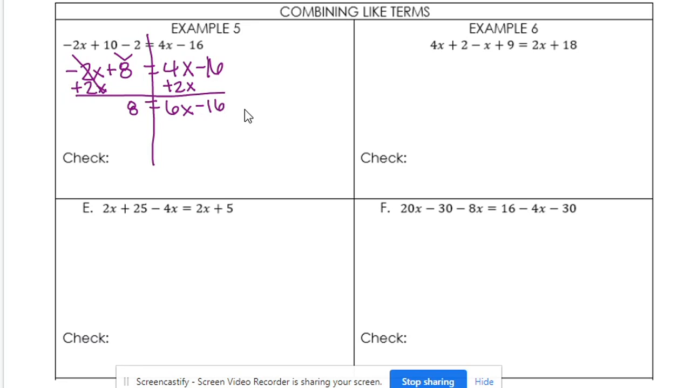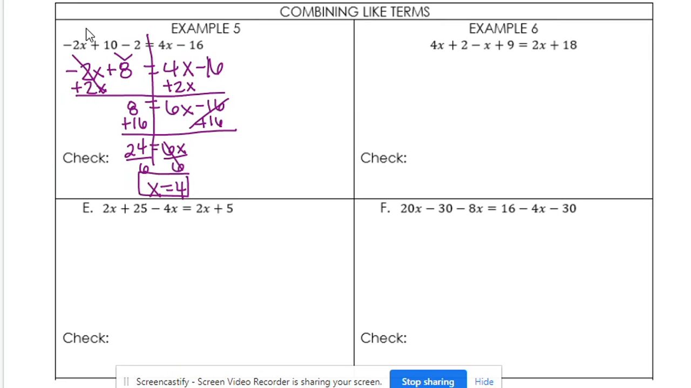The next step says, are there constants on both sides? And yes, we have an 8 on the left and a negative 16 on the right. Move the one that's on the same side as the variable. So we're going to move the negative 16 by doing the inverse, which is add 16. What you do to one side, you do to the other. So positive 16 and negative 16 cancel, and we're left with 6x on the right. On the left, we're going to do 16 plus 8, which is 24. The last step is divide by 6. And we get x equals 24 divided by 6 is 4.